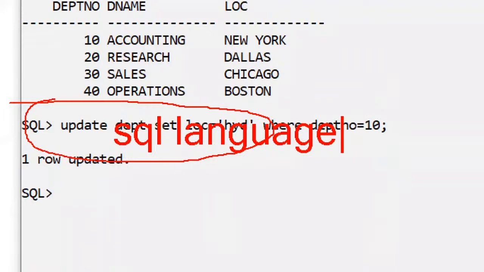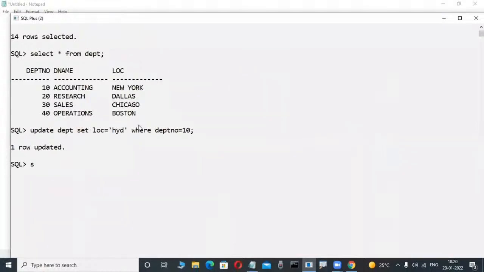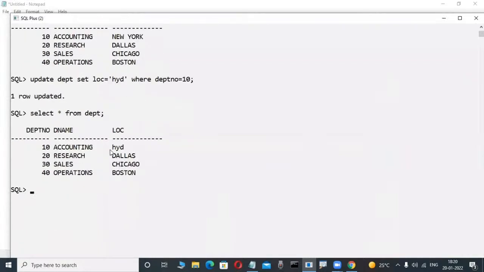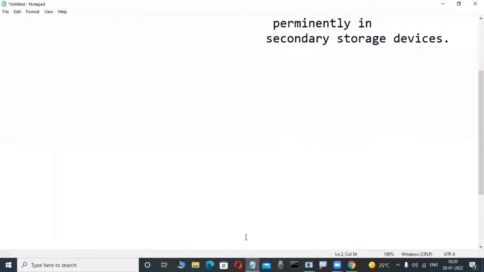Now observe it here. Once we write this type of coding, called the SQL language, it automatically affects your database. In the previous case, New York was there, but in this case, Hyderabad is the location, is it there or not? Yes.